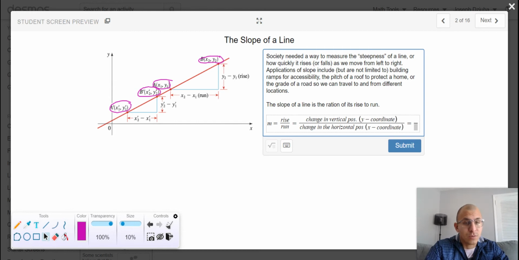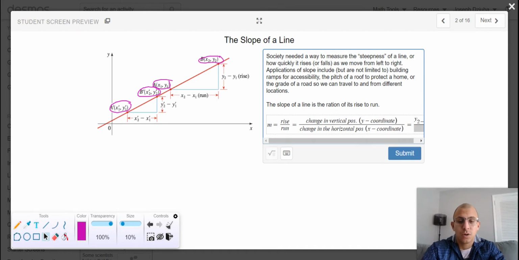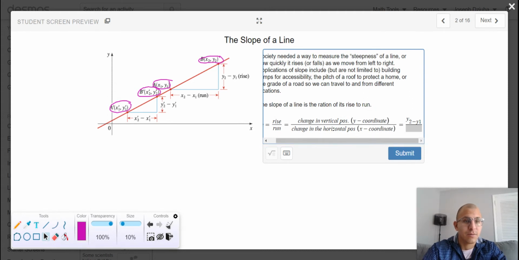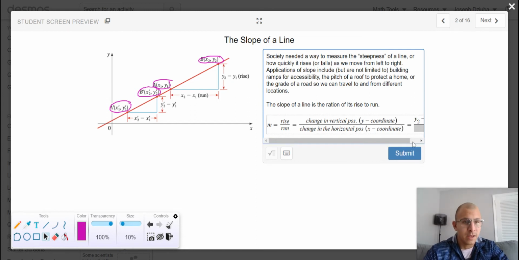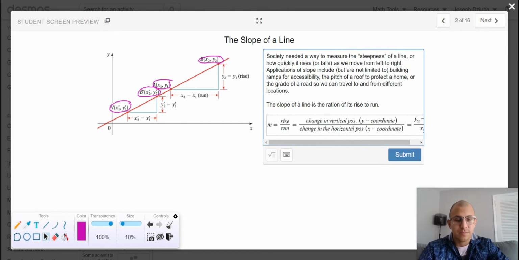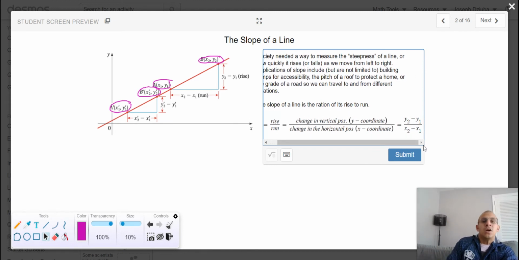Now numerically, how do we determine the change in vertical and horizontal positioning? We would take the coordinates, y sub 2 minus y sub 1. So we're going to take our 2 y coordinates and subtract them. We're going to take our 2 x coordinates and subtract those. Calculate our slope.